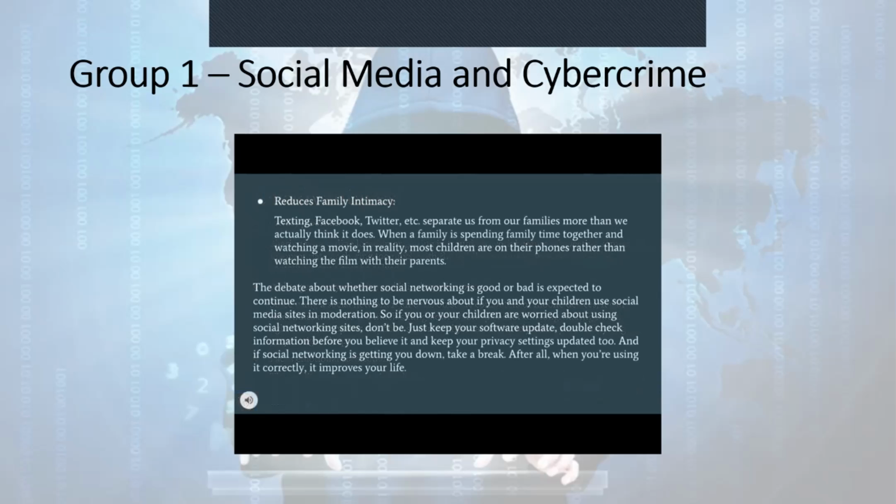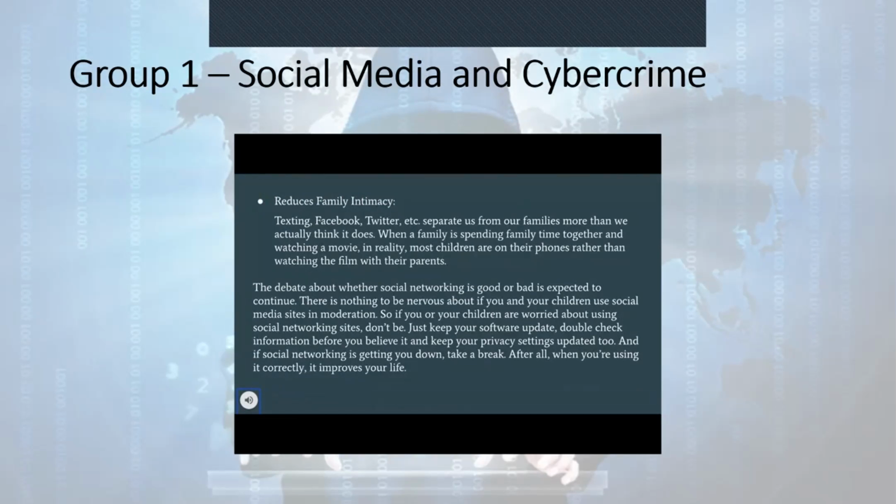It reduces family intimacy. Texting, Facebook, Twitter, etc. separate us from our families more than we actually think it does. When a family is spending family time together and watching a movie, in reality, most children are on their phones rather than watching the film with their parents. So these were a few disadvantages.